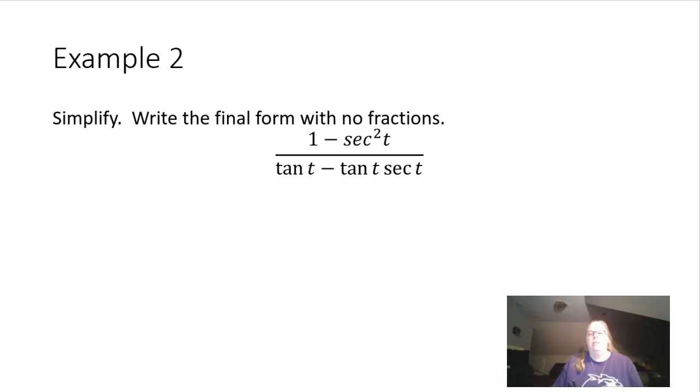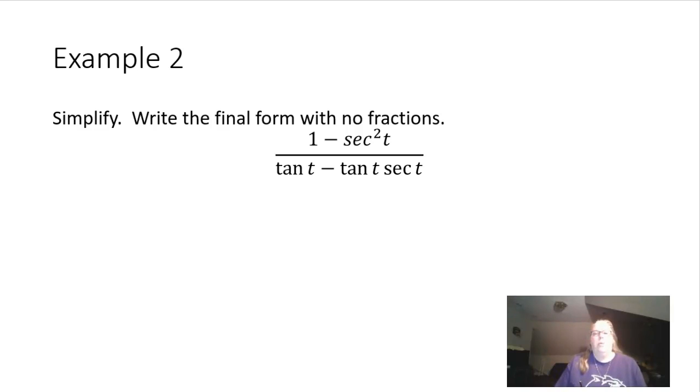And I look down here in the denominator and I don't have anything squared, so the Pythagorean identity is not going to be very helpful here. So I'm going to try another method. The numerator up here will actually factor, and in the denominator I notice that both of my expressions have a tangent in it. That will factor as well. So what I'm going to do is I'm going to factor the numerator.